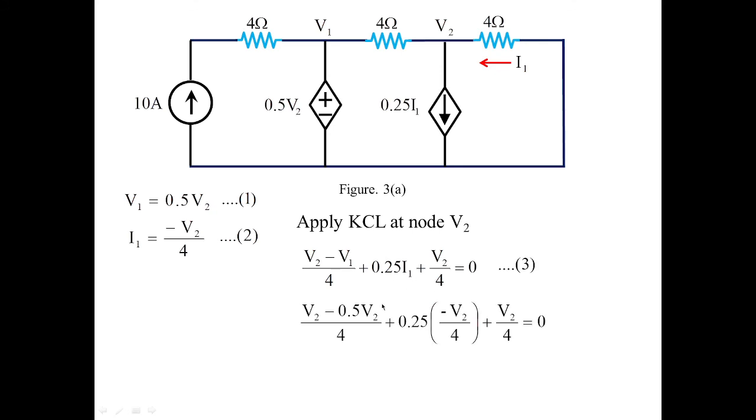Now the values are substituted. Substitution for I1 as well as V1 will give the value of V2 to be 0 volts and V1 is also 0 volts. So this is a result we are taking as equation 4, and this we have obtained by assuming 10 amperes as active source.